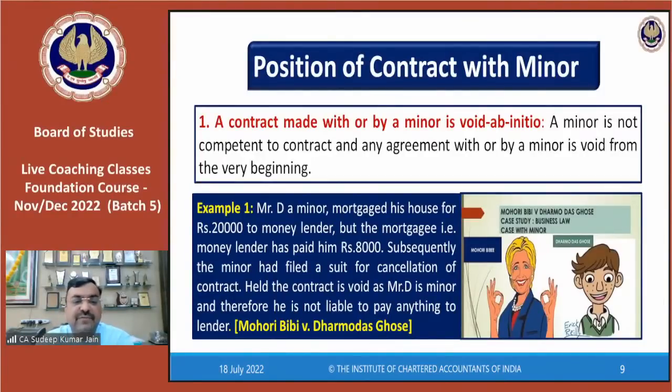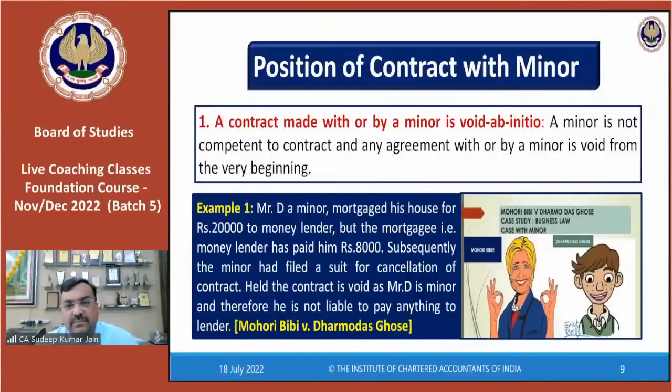Subsequently, the minor filed a suit for cancellation of the contract on the plea that he is minor and the contract with minor is void. Hence, the contract is void as D is minor and therefore he is not liable to pay anything to the lender. So we come to the detail of what the case was. A person, Mr. Dharmodas, aged 17 years, went to a money lender in his village, Mrs. Mohori Bibi, with the papers of the land, saying that he wanted a loan of 20,000 on the security of the land.